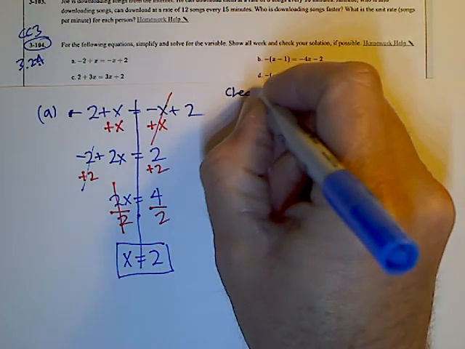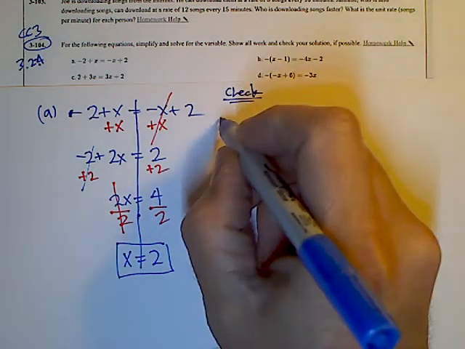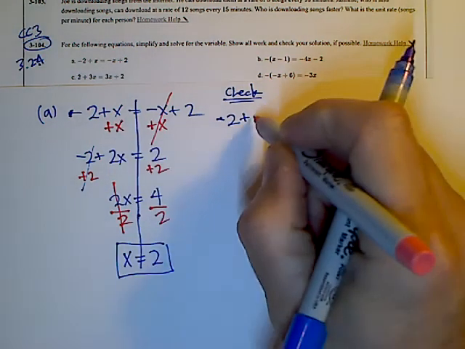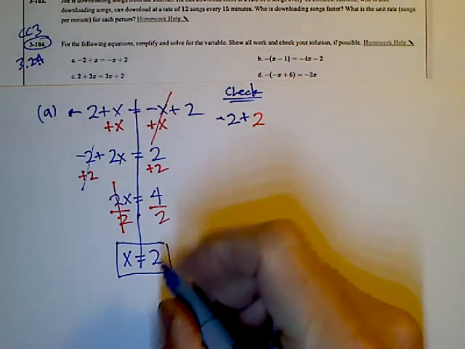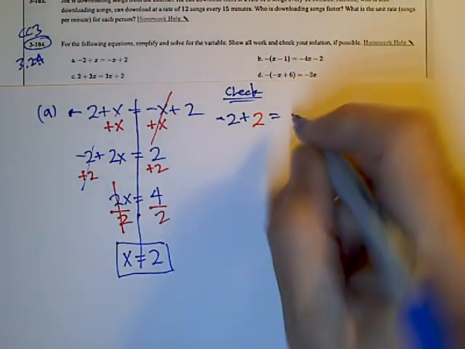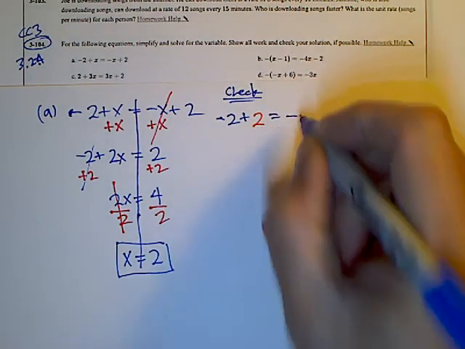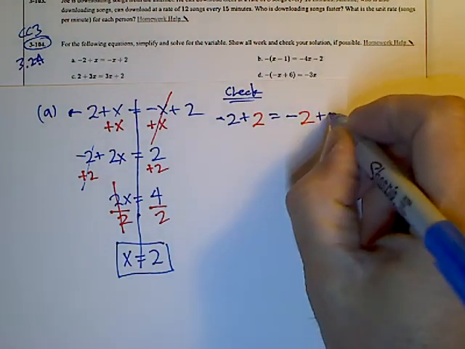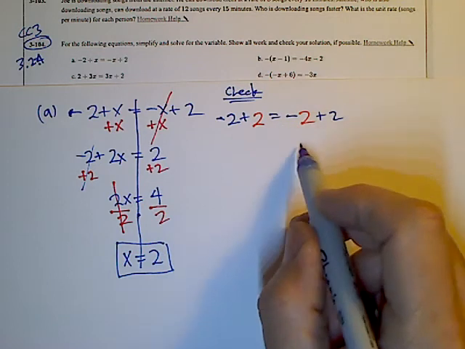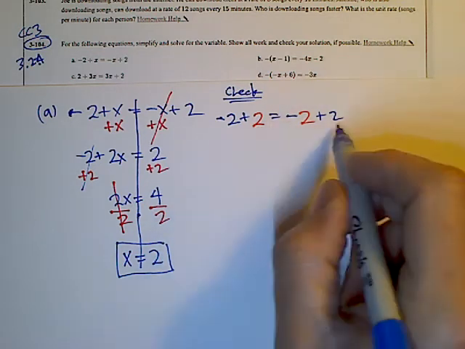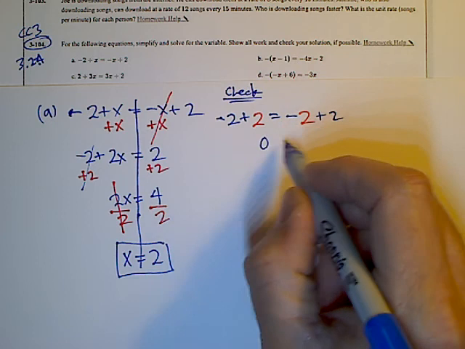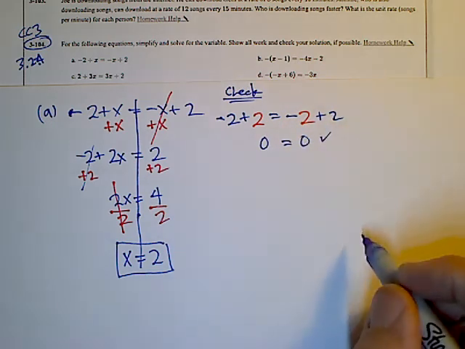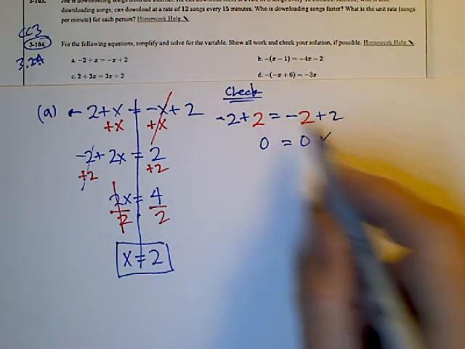So let's do a check on the side here. What does a check mean? Check means I plug in my answer of 2 everywhere there was an x. My answer I got was 2. So I got a 2 here, and then a negative x, so negative 2, putting a 2 in place of the x, plus 2. The check is, do I get the same thing on both sides? Negative 2 plus 2 is 0. Negative 2 plus 2 is 0. So I do get the same thing on both sides. It checks out. My answer checks out.